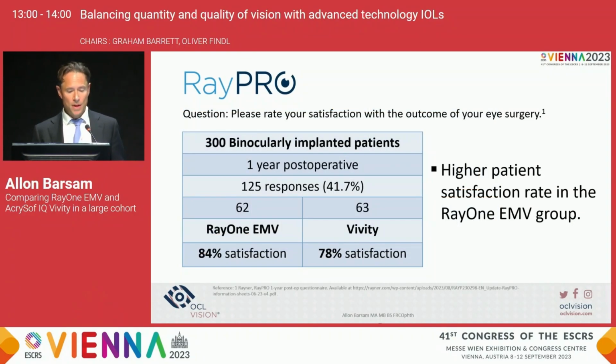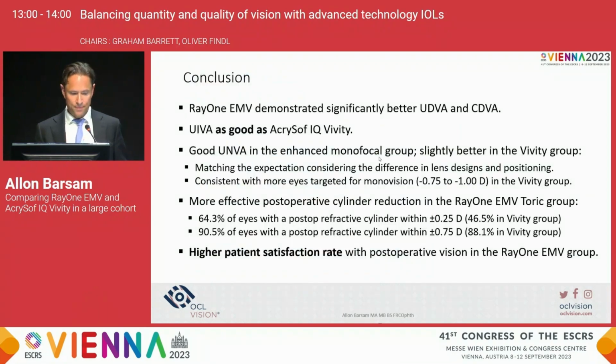What about the questionnaire? Well, we sent this out to 300 patients who were binocularly implanted, and we received a response from 42%. And satisfaction was excellent with both. In this group, it's not only cataract patients, also refractive lens exchange patients, so maybe a little bit more demanding. But there's 84% satisfaction with the RayOne EMV and 78% satisfaction with the Vivity lens. We presume that difference in satisfaction to be due to either tolerability of mini monovision or the improved distance vision that you get with the RayOne EMV. It clearly matters to patients.